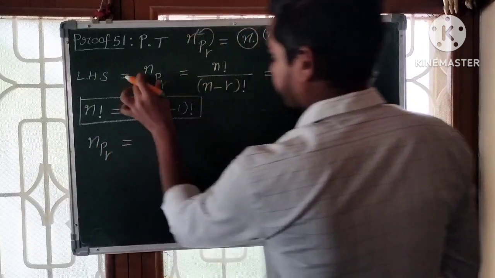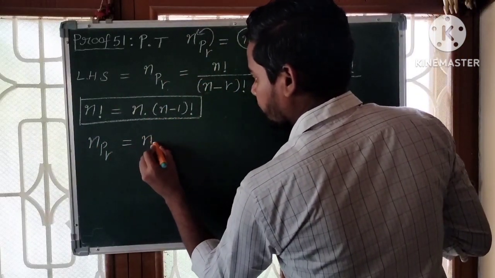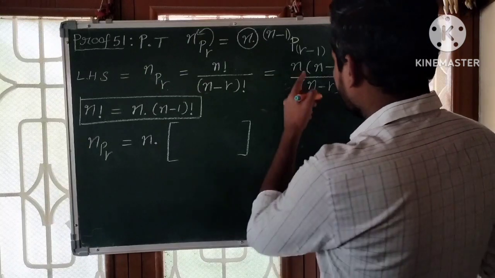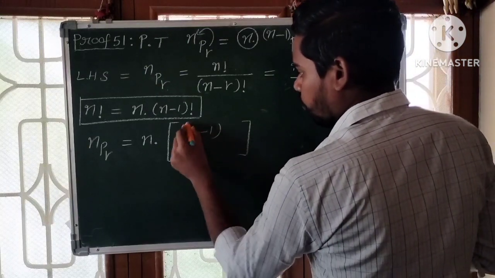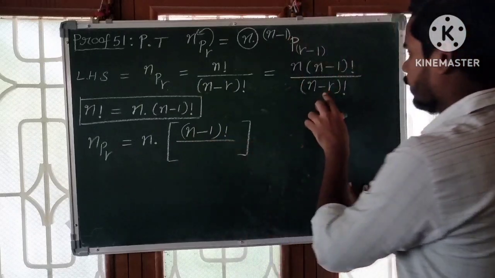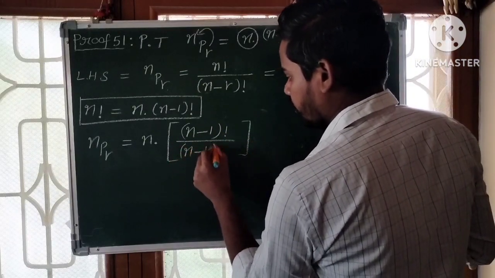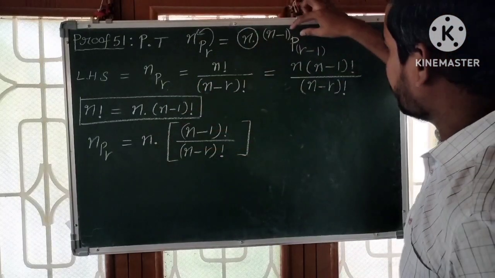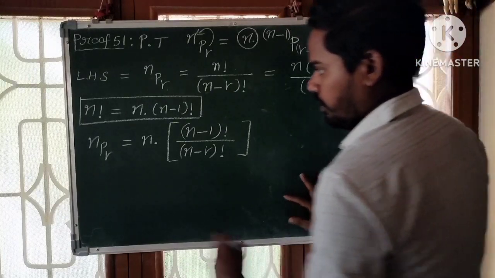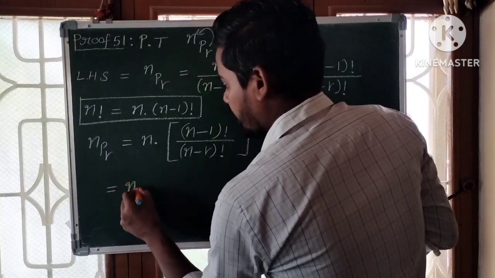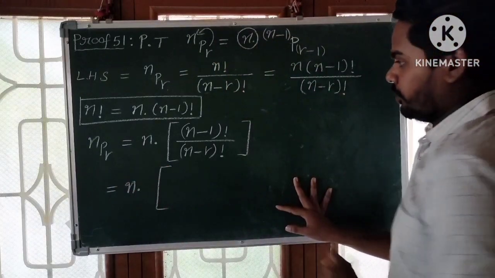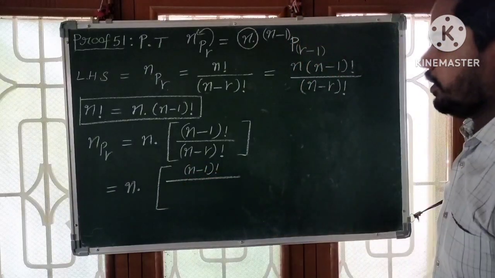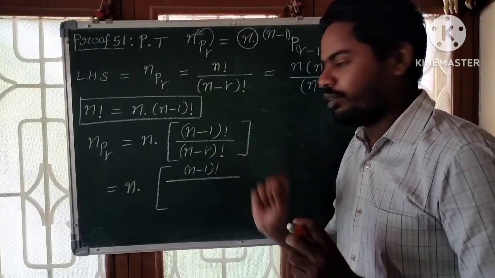So nPr is equal to n into, let us separate n and n minus 1 factorial, by the denominator n minus r factorial. We have got n here. Next we need n minus 1 p r minus 1. Now the numerator is n minus 1 factorial. Leave n minus 1 factorial as it is. Let us make some rearrangements in the denominator, n minus r factorial.